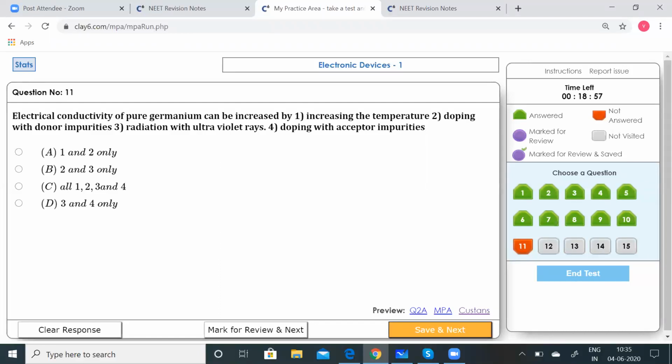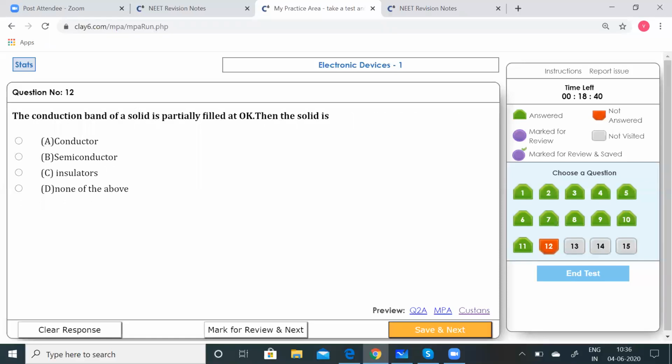See, first increasing the temperature, that can be done. Doping with donor impurities, yes, that is also right. Radiation with ultraviolet rays, and doping with acceptor impurities. So all 4 should be correct. So C should be the correct option.